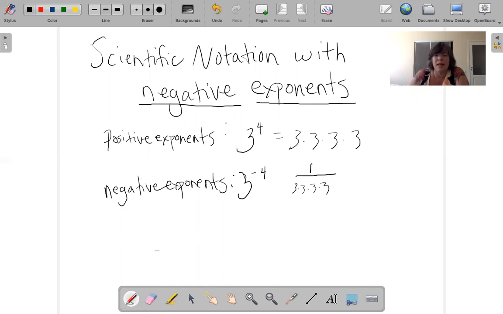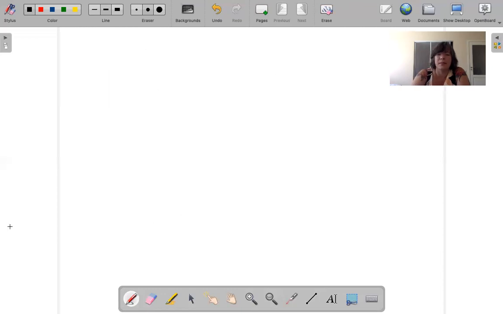So let's say 6 to the negative 3. That's 1 over 6 times 6 times 6. Let's do another one. 2 to the negative 5th. That's 1 over 2 times 2 times 2 times 2 times 2. 1, 2, 3, 4, 5.